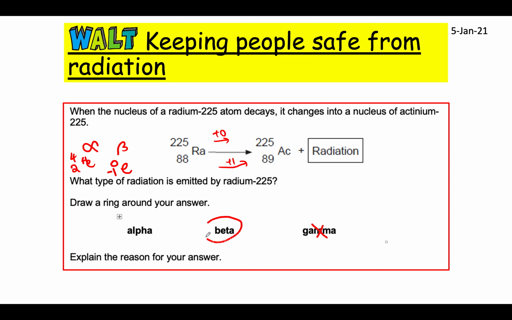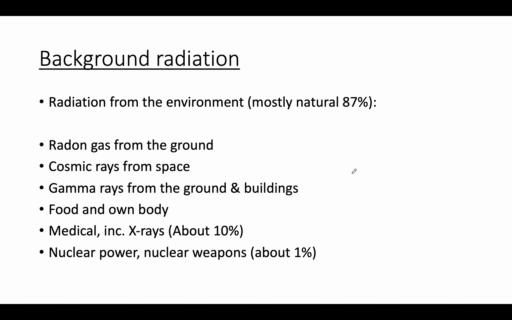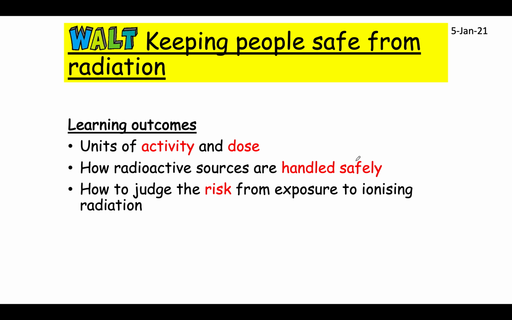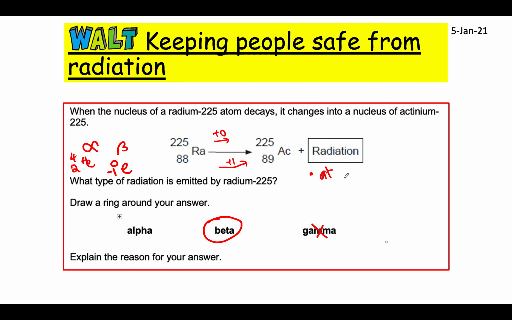So I said there are 3 marks for this question. 1 mark for saying beta. The other 2 are for saying a couple of these other things. So how do you know? Well, the atomic number has gone up by 1. You could say that would get you a mark. What else could you say? You could say the mass number is not changed. That would get you another mark.